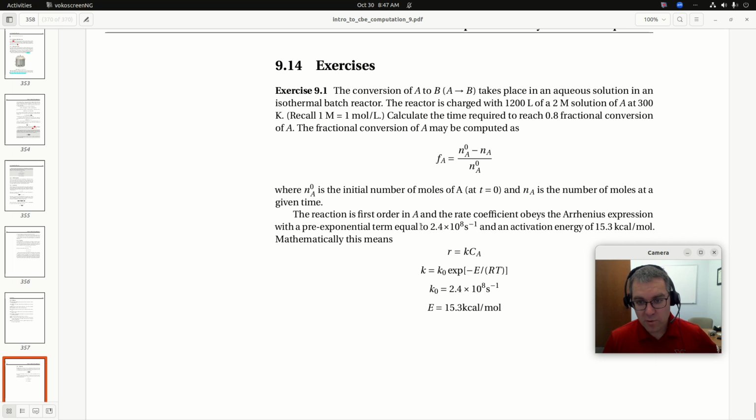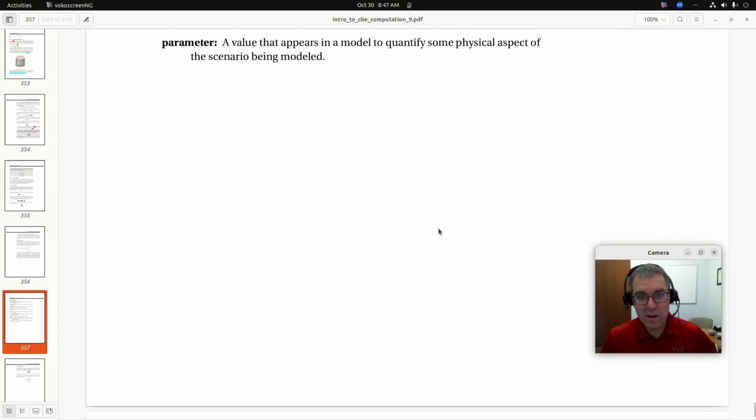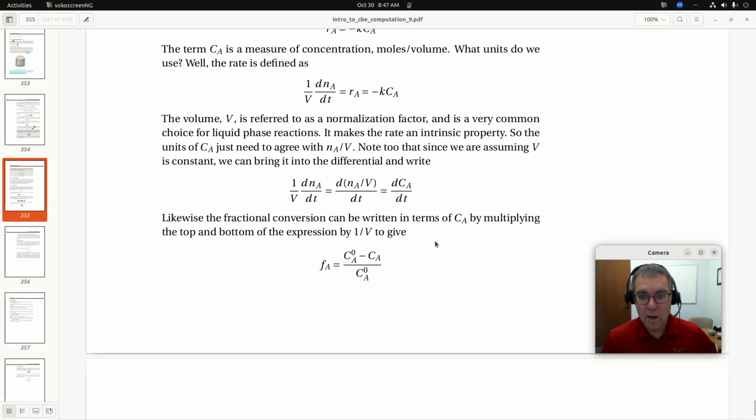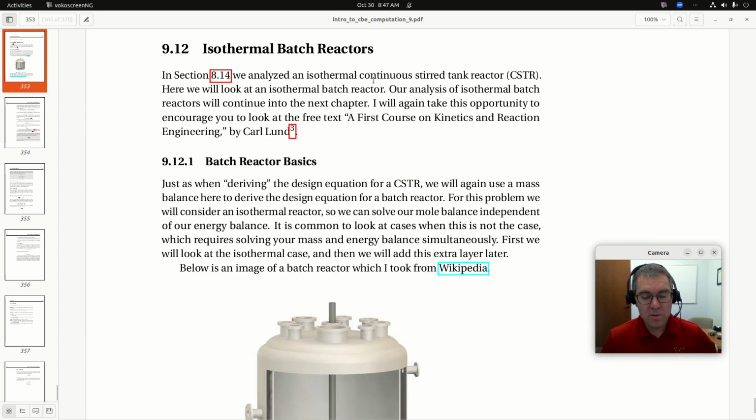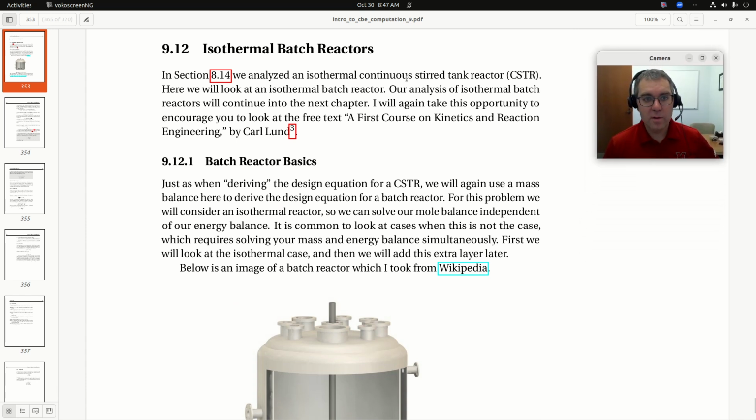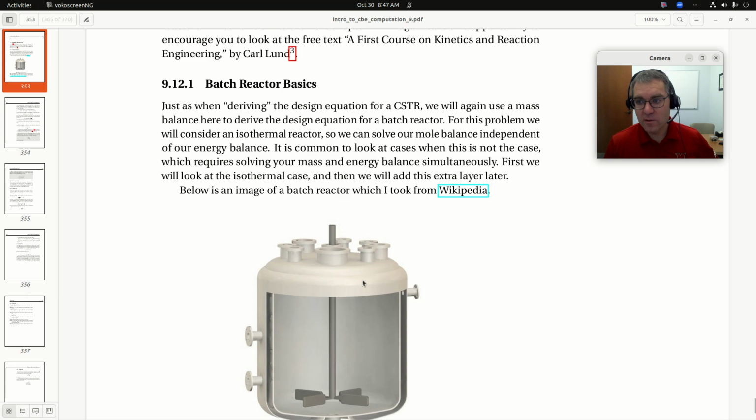The reaction is first order in A, and the rate coefficient obeys the Arrhenius expression with the pre-exponential term equal to this. And here's my activation energy. So we're given all of this, and there aren't as many details. But remember, the last section of the text works out the design equations for the case of an isothermal batch reactor.